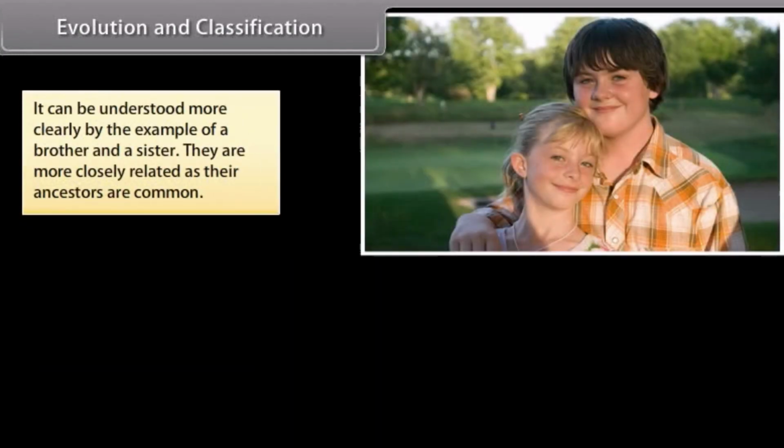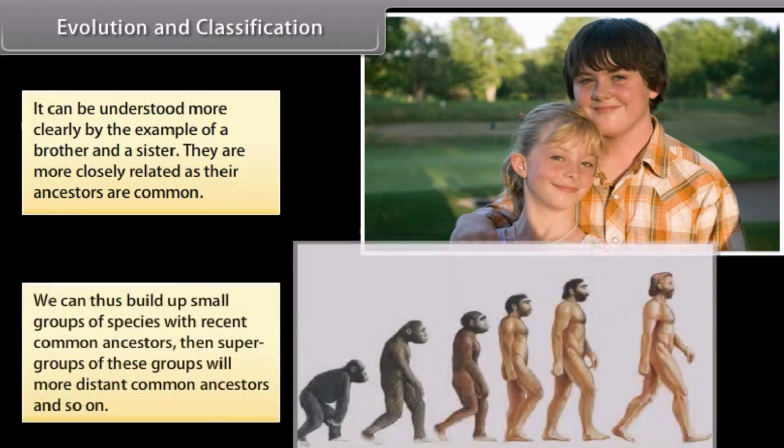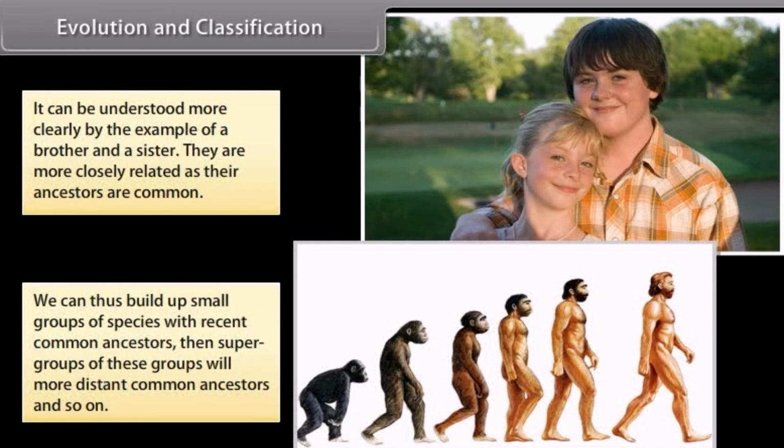It can be understood more clearly by the example of a brother and a sister. They are more closely related as their ancestors are common. We can thus build up small groups of species with recent common ancestors, then supergroups of these groups with more distant common ancestors, and so on. Tracing evolutionary relationships.